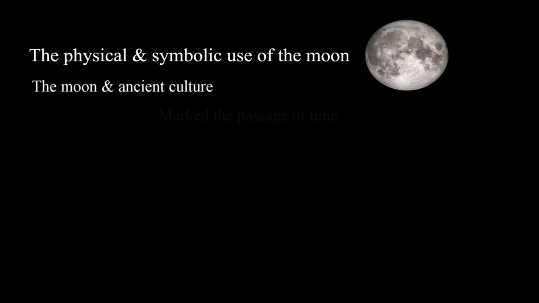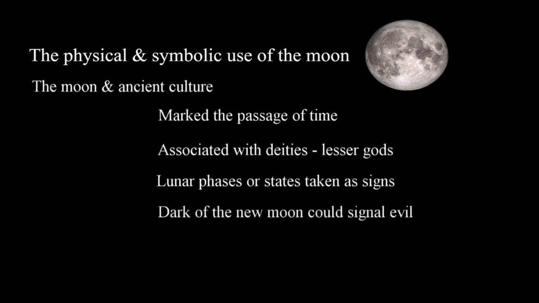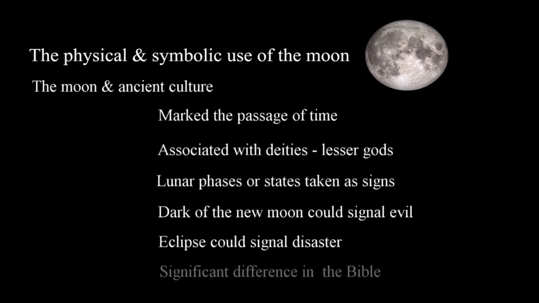In the ancient world, the moon was used to measure time. In many cultures, it was also associated with a variety of deities, many of which were viewed as lesser gods than those associated with the sun. In some cultures, phases or lunar states and cycles represented events. The dark of the new moon could signal evil, and an eclipse may be a sign of disaster or other things. When we turn to the scriptures, there's a significant difference in how the moon is employed.